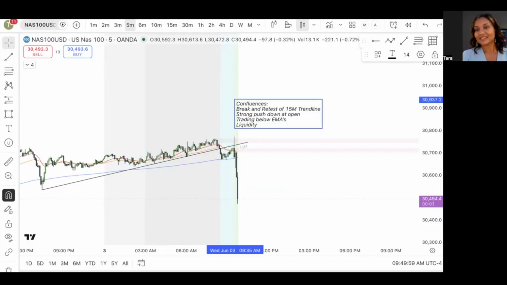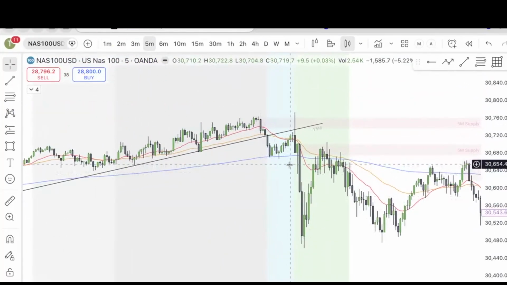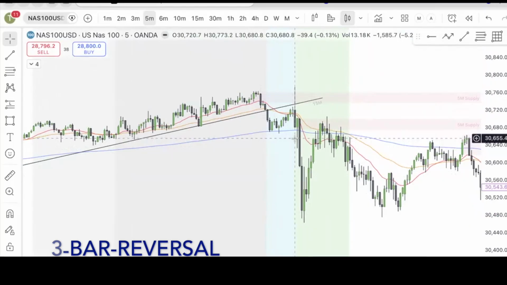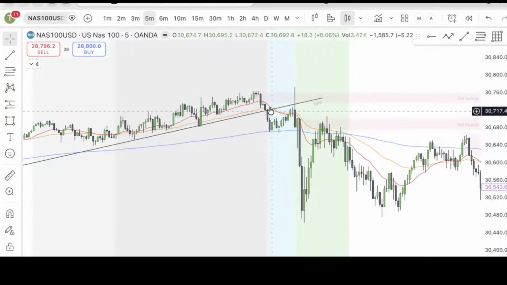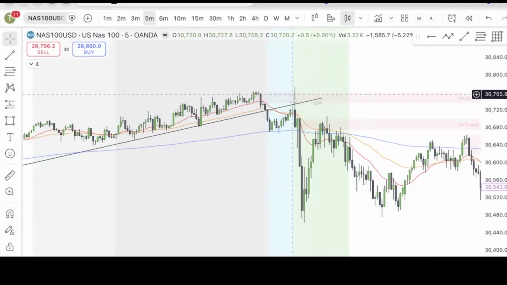So let's take a look at our 3-bar reversal. We can see that our first candle occurred at 9:20, the second candle occurred at 9:25, and the confirmation candle occurred right at 9:30. So we can see we've got a really long wick here. It swept this area and we had a strong push down. And so there's our 3-bar confirmation there.